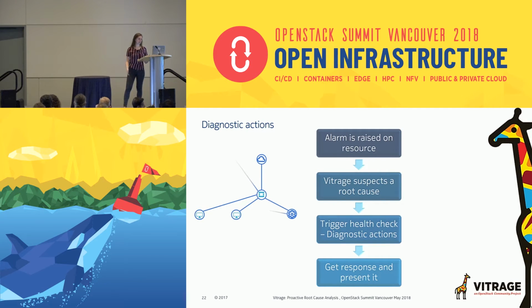So for example, if you have an alarm on your VMs, you may suspect that something on the host is not good also. So you might want to perform a diagnostic action, have the answers come back into Vitrage, raise the relevant alarm that you discover, and connect it to the other alarm that caused you to do this diagnostic action. I think it will help a lot of use cases.